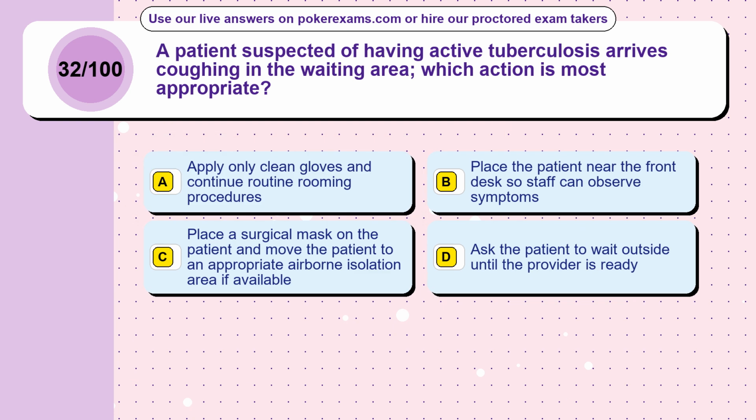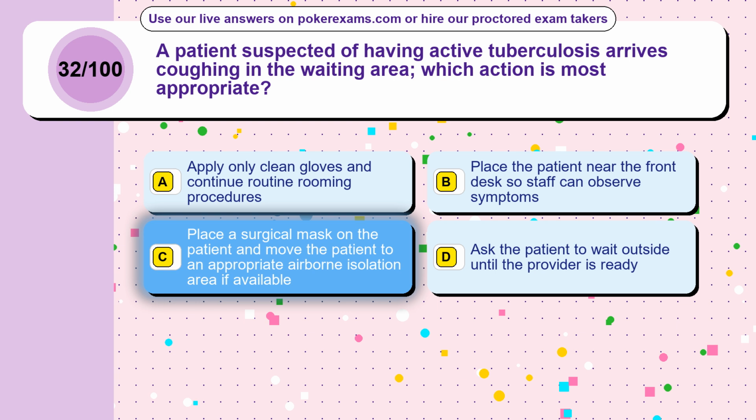Question 32. A patient suspected of having active tuberculosis arrives coughing in the waiting area. Which action is most appropriate? Option A, apply only clean gloves and continue routine rooming procedures. Option B, place the patient near the front desk so staff can observe symptoms. Option C, place a surgical mask on the patient and move the patient to an appropriate airborne isolation area if available. Option D, ask the patient to wait outside until the provider is ready.